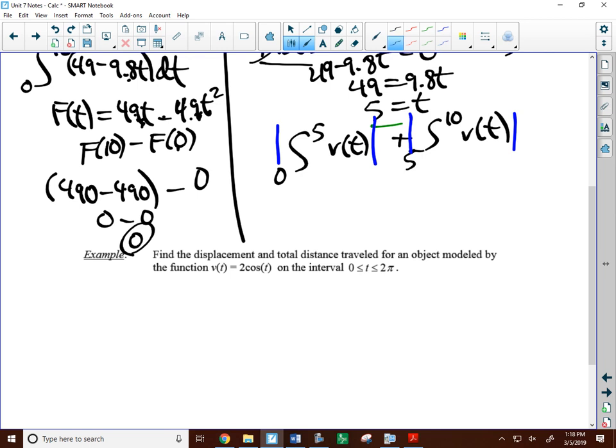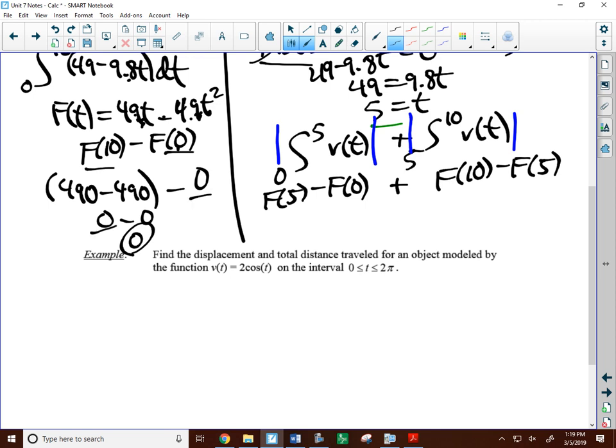Now, it looks like a lot of work. We've actually already done many of these. So let me set this one up. F of 5 minus f of 0, right? That's what this one would be. FTC1. Plus, then this one's going to be f of 10 minus f of 5. We actually have already done f of 10 and f of 0. Right, they're both 0.